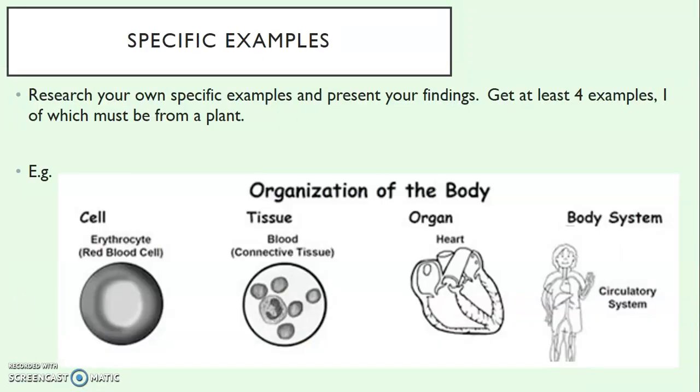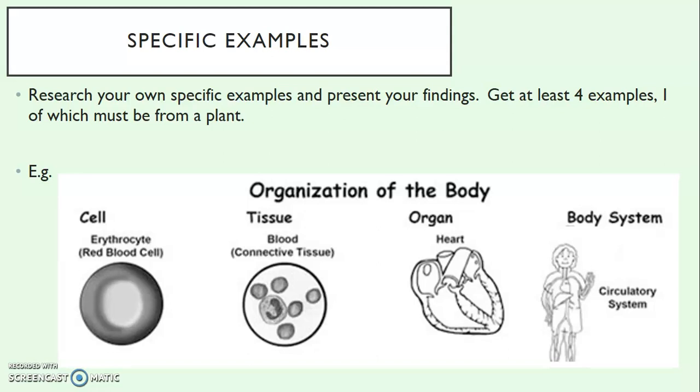Now what you're going to do next is I would like you to research some of your own specific examples and then present your findings. It's up to you how you want to present them. You could do them as a diagram as shown, you could do it as a table. What I want you to be finding out is a type of cell that is going to be found in a tissue, which organ that tissue is going to be found in, and then which organ system that organ would be found in. So here's the example.